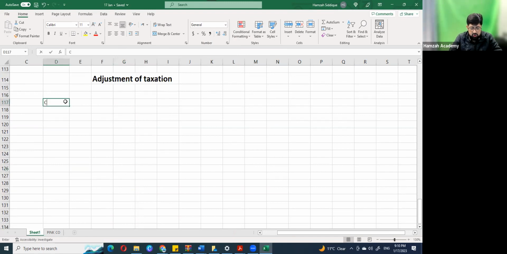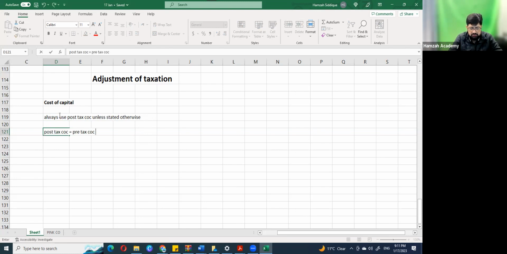Taxation adjustment is on the cost of capital. Always use post-tax cost of capital unless stated otherwise. Post-tax cost of capital. So post-tax cost of capital is equal to pre-tax cost of capital into 1 minus tax rate. 1 minus tax rate.